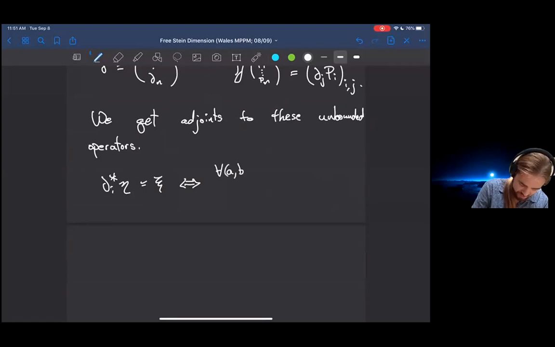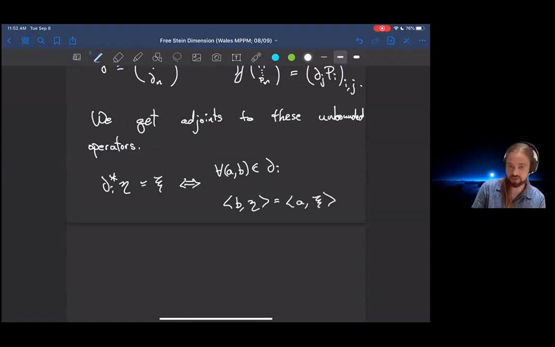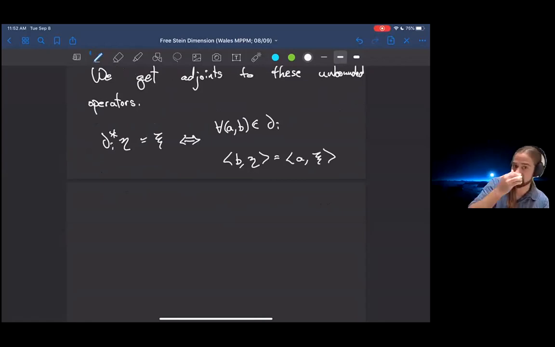Well, that is just saying that for all A and B, which are in the relation delta I, the inner product of B tested against eta, which is an inner product within L2 of M tensor M, should be equal to the inner product of A against C. And if the partial derivative is an honest function, then this is just the usual definition for adjoint. But if it's merely a relation or a multi-valued function, well, this is still something you can make sense of and then define the adjoint that way. So that's how we get around that little hiccup. Okay, but where do we go? What do we do now that we have these things?